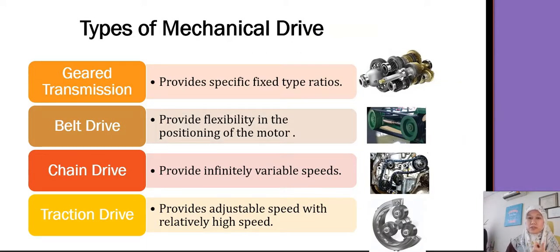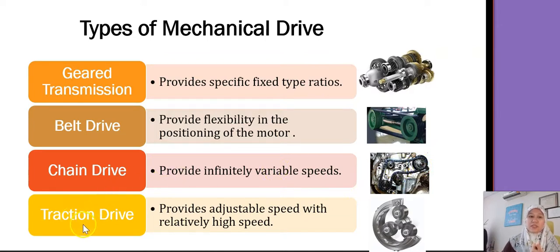First is the gear transmission. And then we have belt drive. We have a belt here, for positioning or flexible positioning. And then chain drive. It almost seems like belt drive, but they're using a chain here for variable speed.